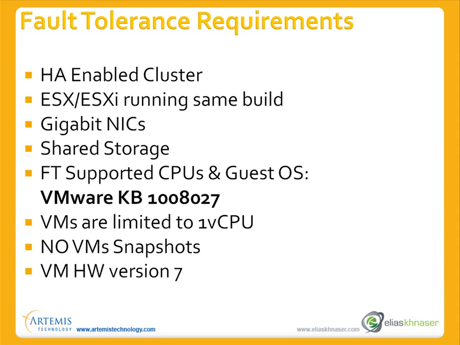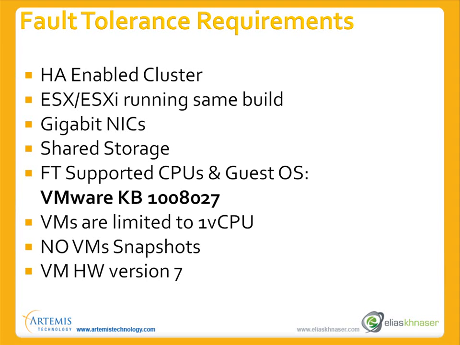Alright, let's move on to the fault tolerance requirements. I've listed some of the requirements here for you. In order to use fault tolerance, you're going to need an HA enabled cluster, obviously. You're going to need ESX and ESXi to be running at the same build. So it's not enough that they're running at ESX4, for example. They have to be running at the same build. So if you're running ESX4 update 1 or update 2 in the future, etc., they have to be at the same patch level.